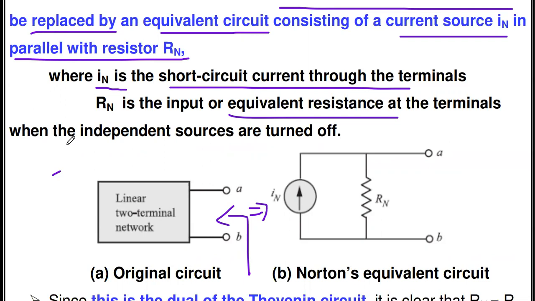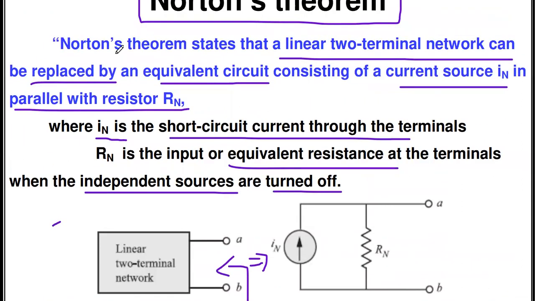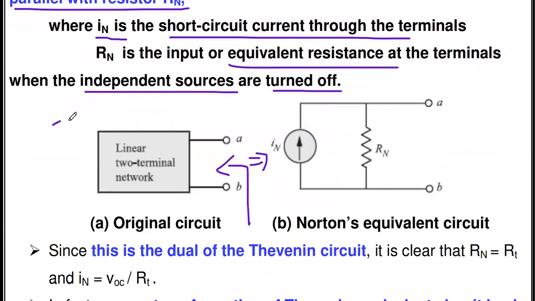While calculating RN, similar to Thevenin's theorem, here also we have to turn off all independent sources. That means if a voltage source is available in the circuit, you replace it with a short circuit. If a current source is available, you replace it with an open circuit. This is Norton's theorem. Norton's theorem states that a linear two terminal network can be replaced by an equivalent circuit consisting of a current source IN in parallel with a resistor RN. This is an important 2-mark question.